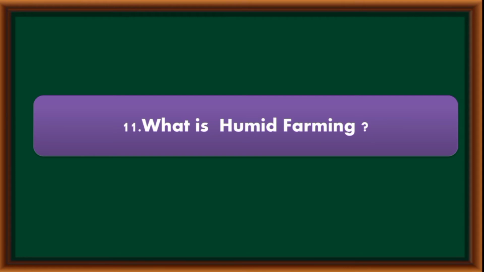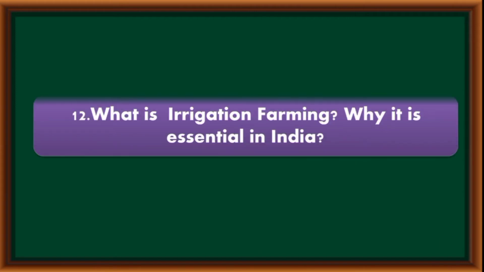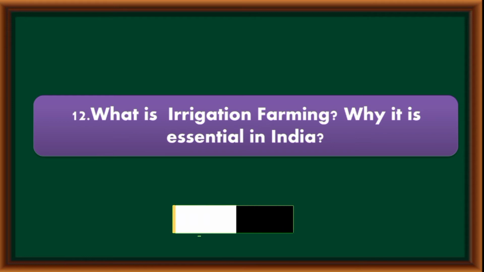Question number 11. What is humid farming? Answer is the cultivation of crops in areas which receive sufficient rainfall. Crops are grown without the help of irrigation is called humid farming. Question number 12. What is irrigation farming? Why it is essential in India?